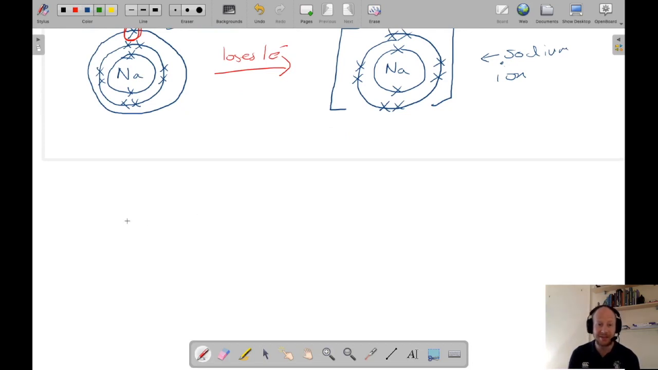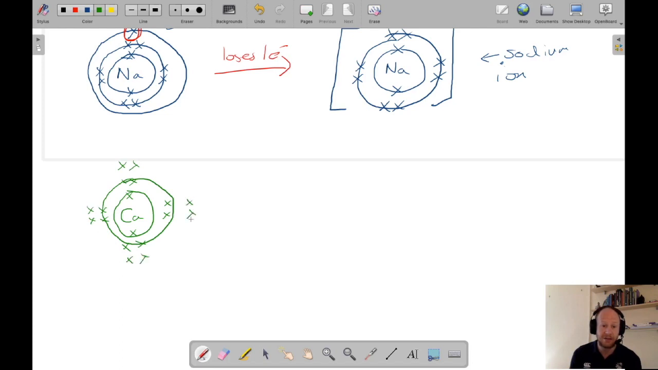Let's look at calcium. Now, calcium is element number 20. So we've got to get 20 electrons in here. For the first shell, we're obviously going to have 2. For the second shell, 8 will fit in there. Then we can fit another 8 in the next shell. There we go. And then we're going to have 2 electrons on the outside.